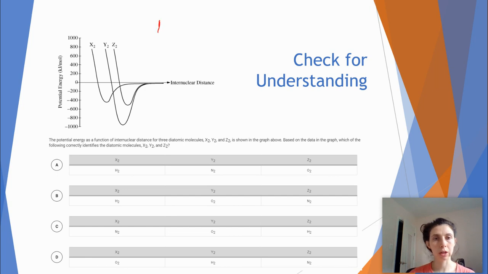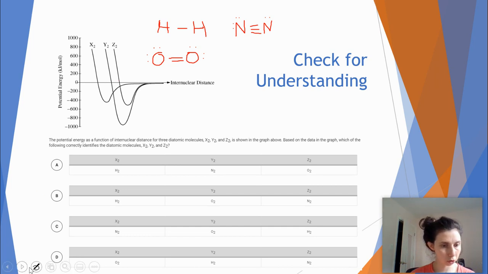So hydrogen is H2, and it will bond like this. Oxygen is O2, and oxygen has 6 valence electrons, so it forms a double bond. And nitrogen has 5 valence electrons, so it will form a triple bond with itself. Oops, I apologize, I have too many electrons. Let me erase these. Okay, so we're talking about this bond length.